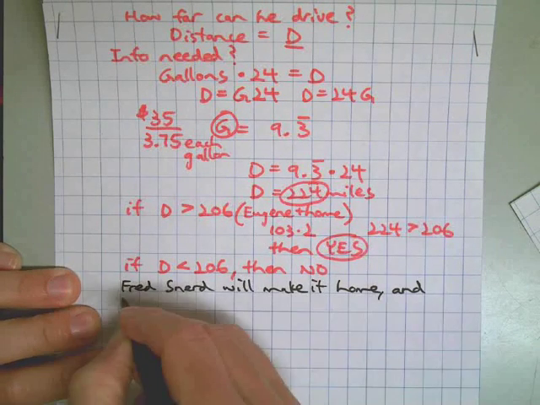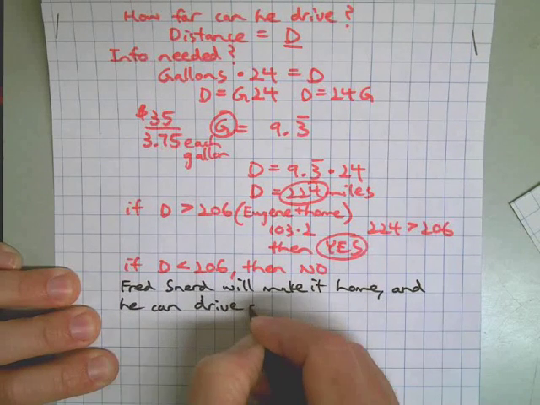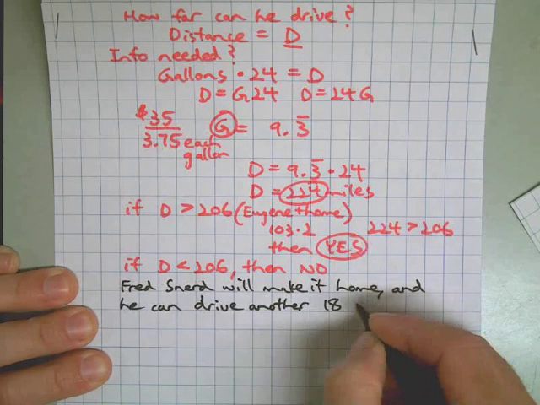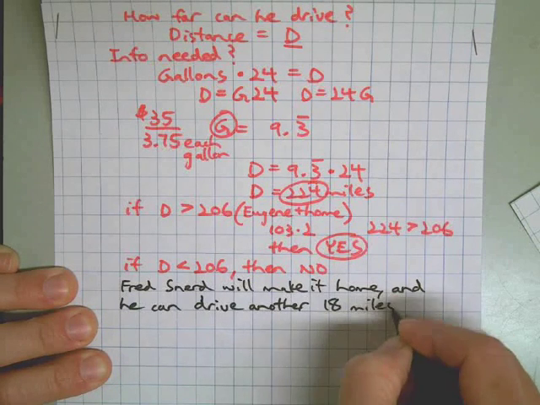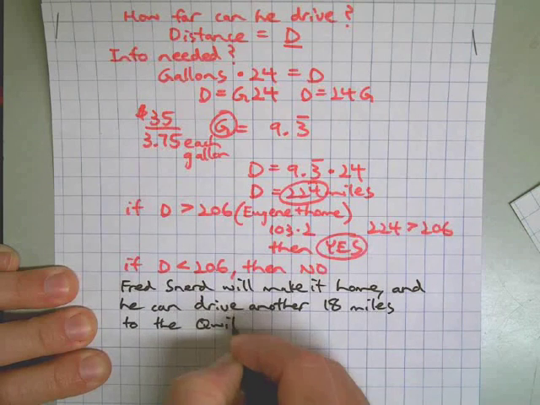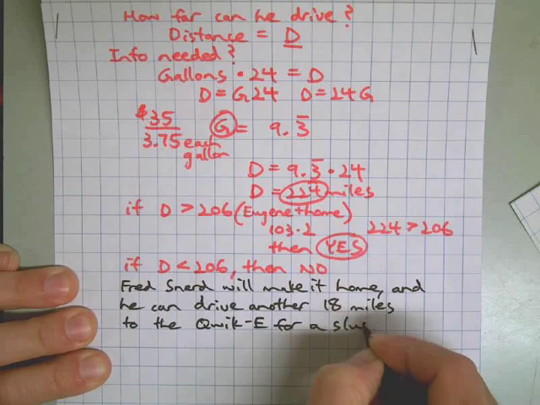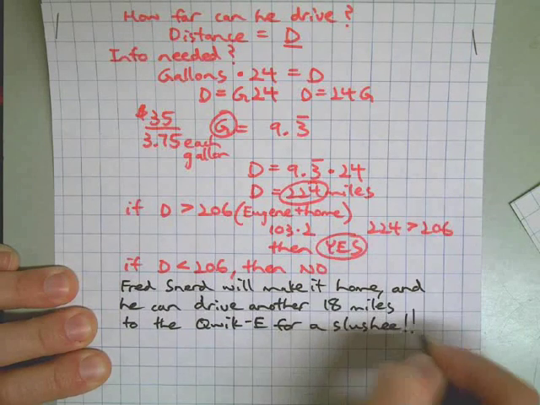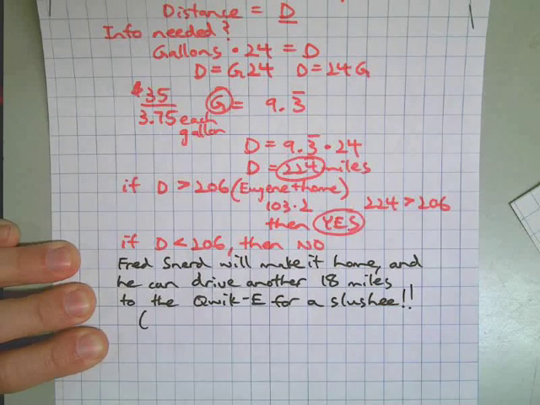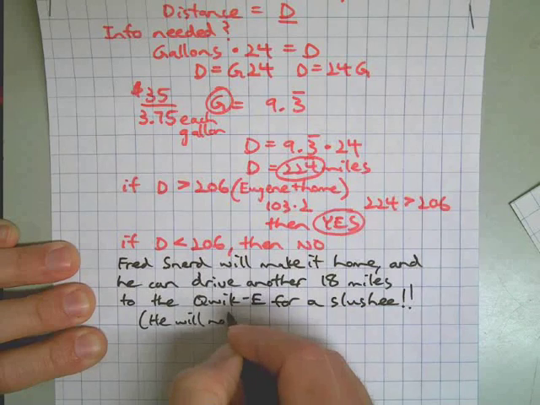And he can drive another 18 miles to the Quickie Mart for a slushie. But if the Quickie Mart is 18 miles away, he will not make it home from the Quickie Mart.